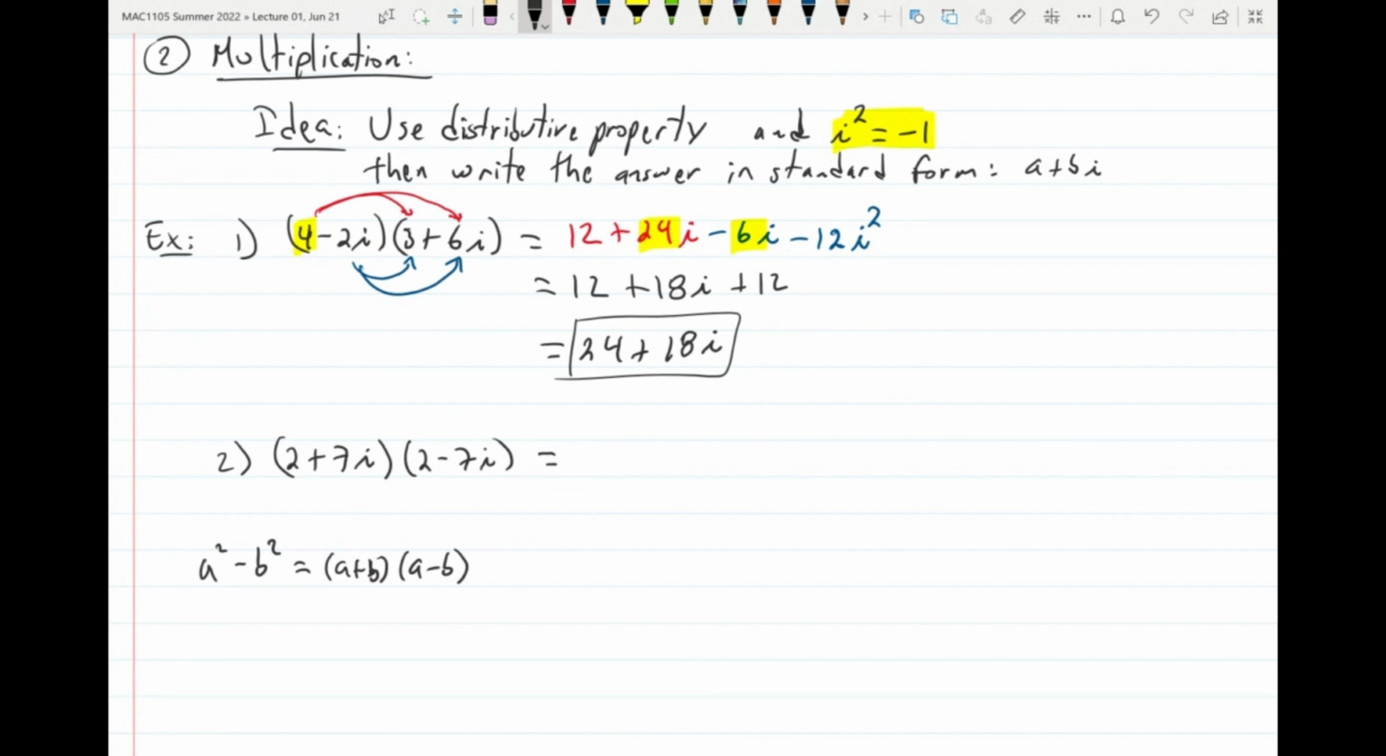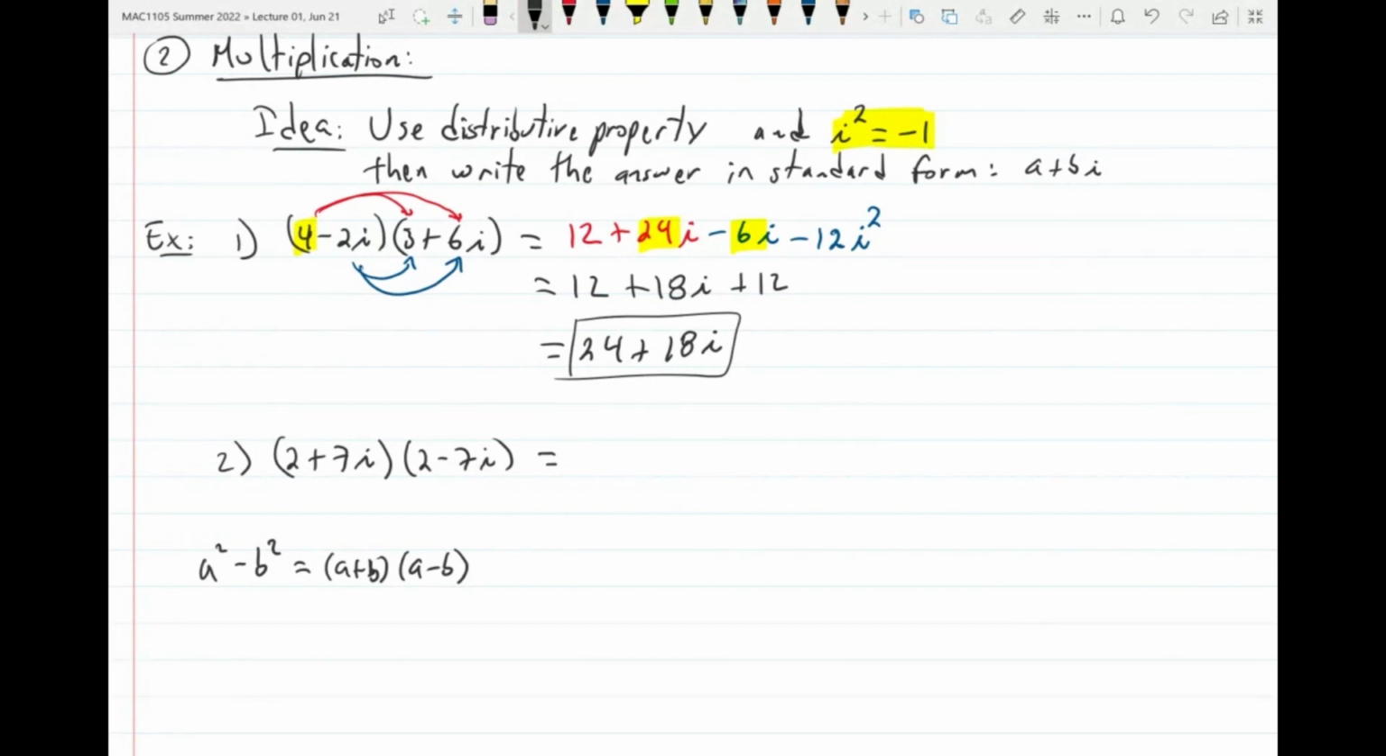Now notice that these two expressions are very similar. The only difference is that one has a plus, the other has a minus. We call these conjugate pairs, as your classmate was pointing out. Every time you have a product of two conjugates, you will always get a difference of squares: the first one squared minus the second one squared. And that is actually what's happening here.